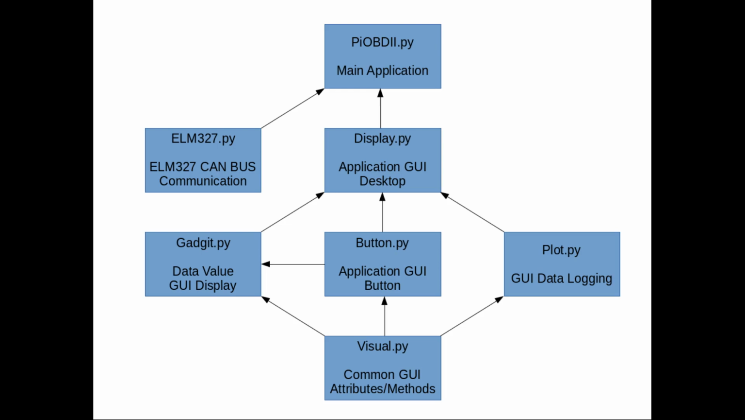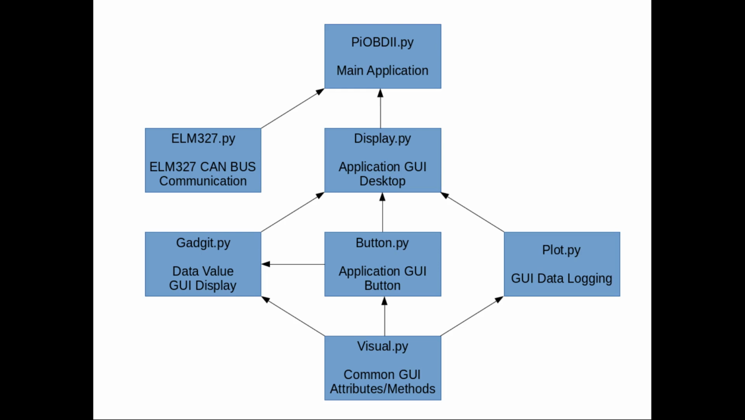And then at the very top, the main application. So there's one display on the main application, and the main application decides how it wants to display information and tells the display what elements the display contains, where it wants to display the information, how it wants to display it. And then separately, completely separately, is the ELM327 class, and that handles the communication with the ECU over the CAN bus, and that's independent of every other class.